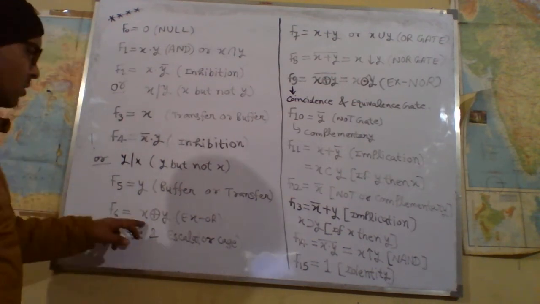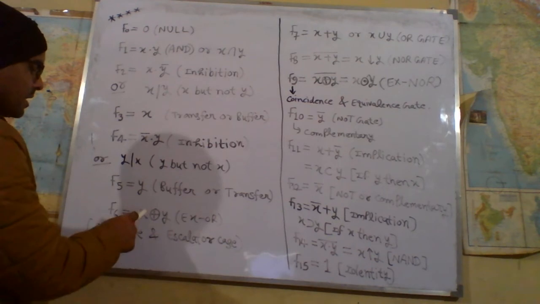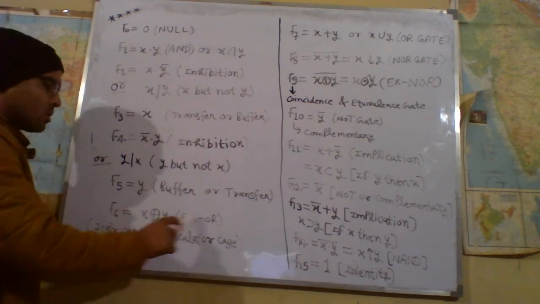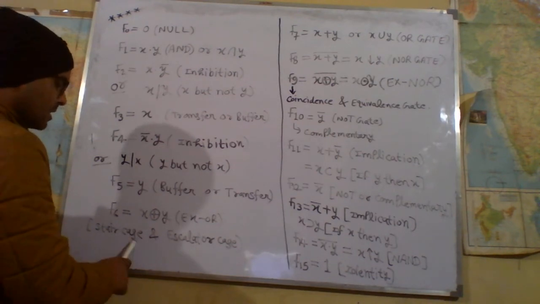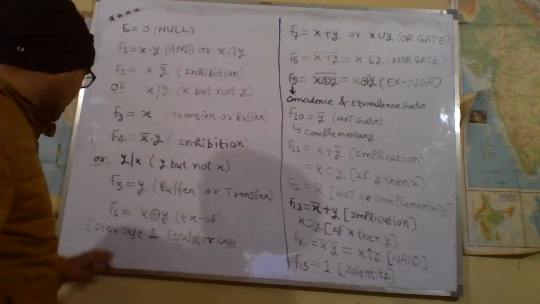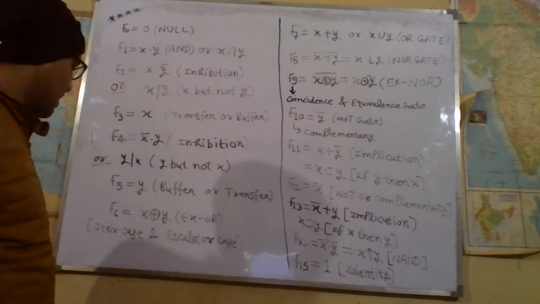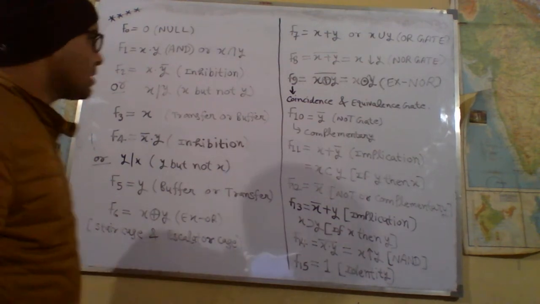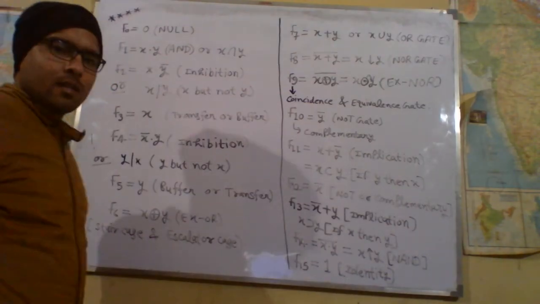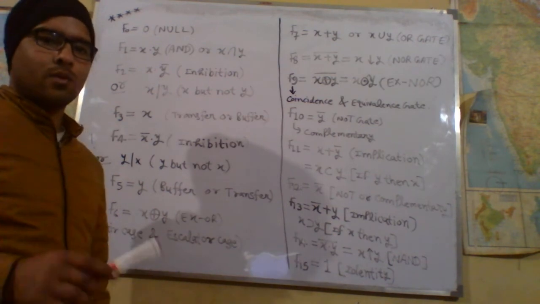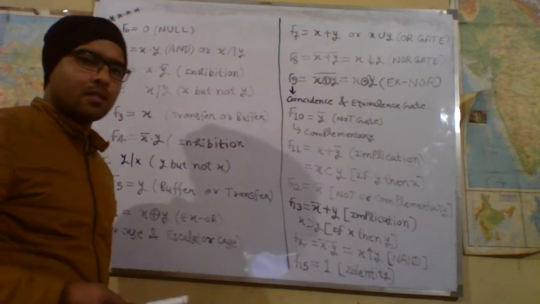F6 is x XOR y. This is the symbol for XOR gate. X XOR y. We circle the plus sign, then it will become the XOR symbol. In this case, I have already told that it is used for staircase and escalator case. This will be asked most probably in smaller exams, but it is important. Next point, I have already told that if you are having inputs equal, then it will give output 0, and when we are having inputs unequal, then it will give output as unity.